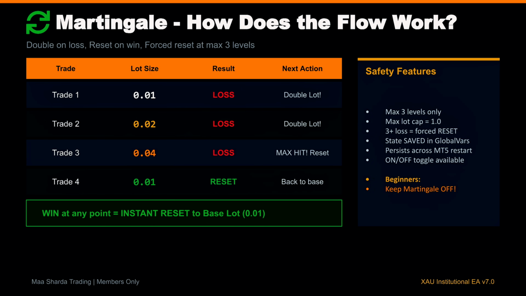The martingale flow works by doubling the lot size on a loss and instantly resetting to the base lot on a win. Crucially, it forces a reset after 3 consecutive losses, preventing the extreme risk associated with unlimited martingale levels.